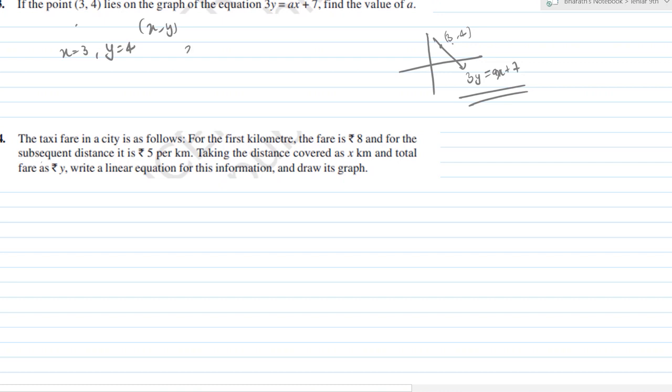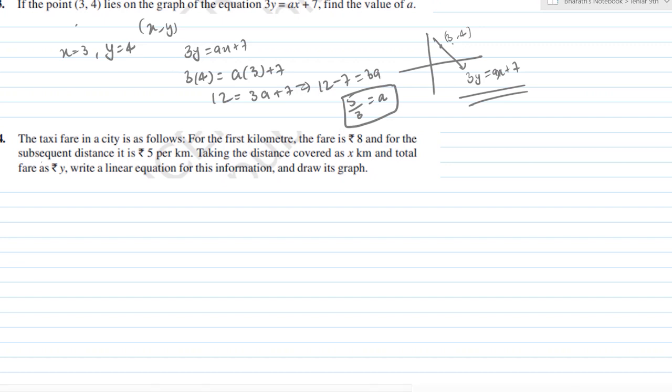Substituting in this equation, 3 into 4 is equal to a into 3 plus 7, right? Because our x value is 3 and y value is 4. So 12 is equal to 3a plus 7. Further, 12 minus 7 is equal to 3a, which is 5 divided by 3 is equal to a. So our a value is 5 by 3. Fine.